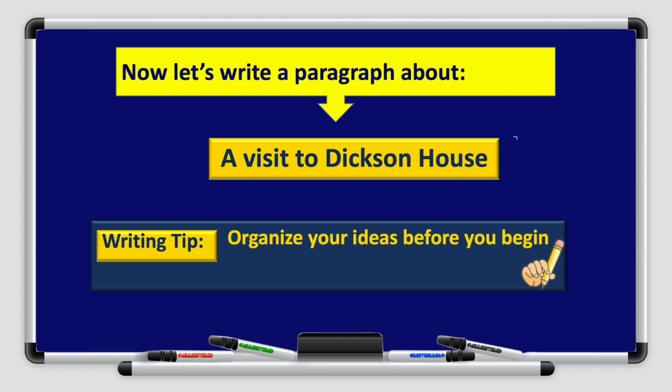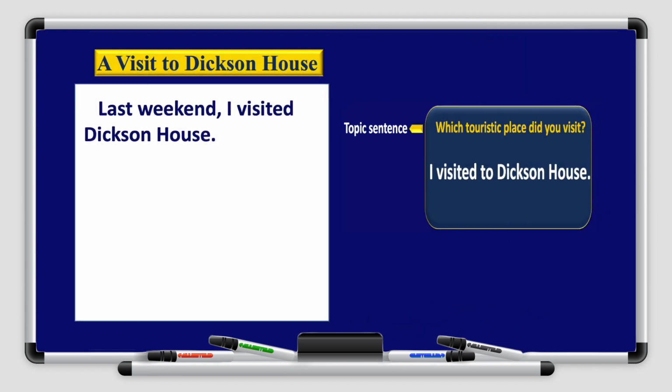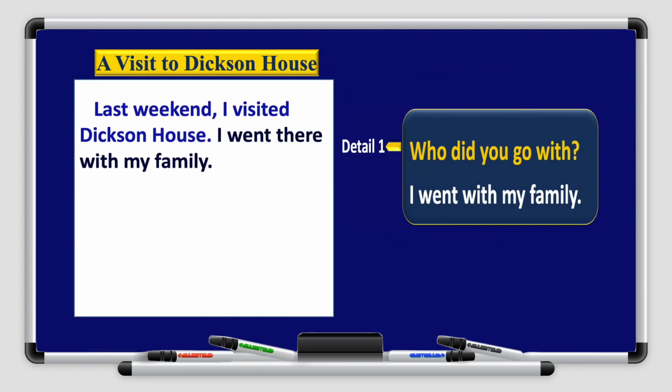Now let's write the paragraph about a visit to Dixon House. Remember the writing tips. Organize your ideas before you begin. Let's start. A visit to Dixon House. Which touristic place did you visit? Just move your answer into the first paragraph. Last weekend, I visited Dixon House. Full stop. That's a very good sentence. It's very correct. Let's go to detail number 1.